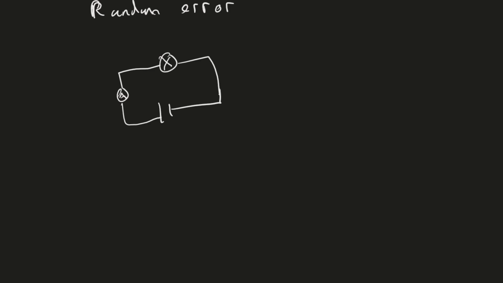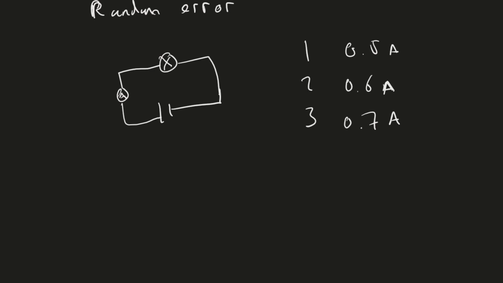Now random errors affect precision. Precision is basically all about how close your measurements are together. So generally, if you were to take 3 different measurements, you get a spread, and if the spread is really close together, we'd say it's quite precise, and if it's quite far apart, we say it's not precise. So for example, if you were to measure the current within the circuit, let's say we measure it 3 times, 1, 2, 3, and the first time we get 0.5 amps, the second time we get 0.6 amps, and the third time we get 0.7 amps.